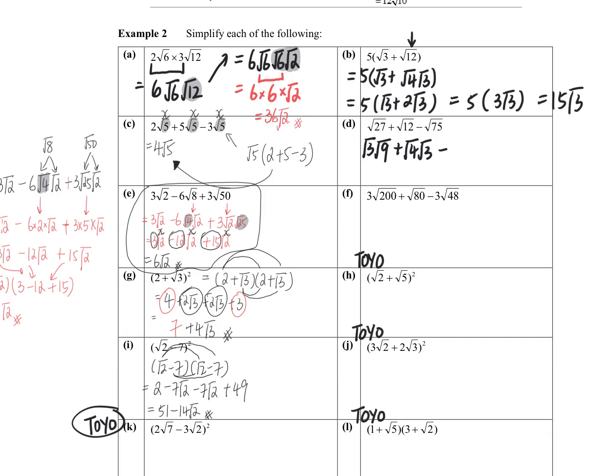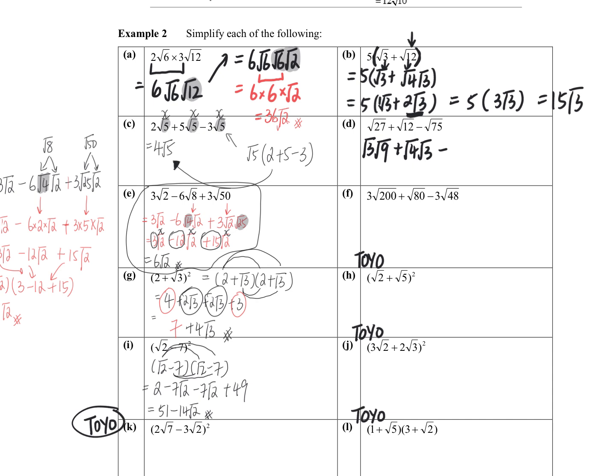Because this one has a bracket, I just copy down only. It means multiply what is inside the bracket. So I only try to simplify this one. Then I simplify the bracket, then I multiply it. So this one becomes 2 root 3, right? But plus 1 of it. So you got 3 root 3 now.